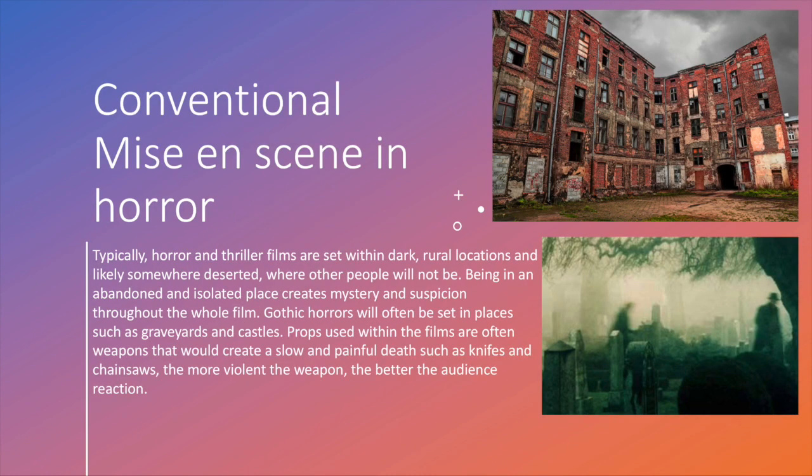Typically, horror and thriller films are set within dark rural locations and likely somewhere deserted, where other people will not be. Being in an abandoned and isolated place creates mystery and suspicion throughout the whole film. Gothic horrors will often be set in places such as graveyards and castles. Props used within the films are often weapons that would create a slow and painful death, such as knives and chainsaws. The more violent the weapon, the better the audience reaction.